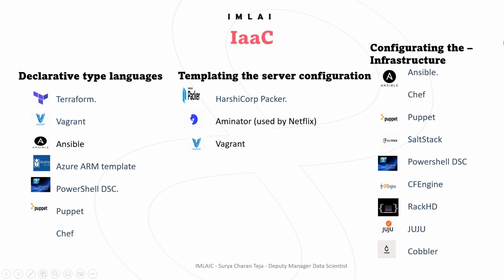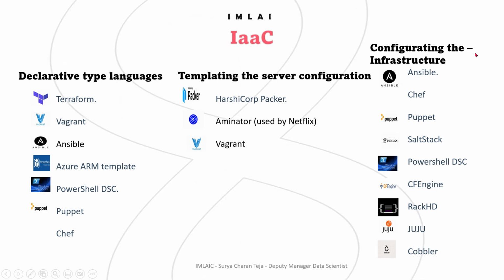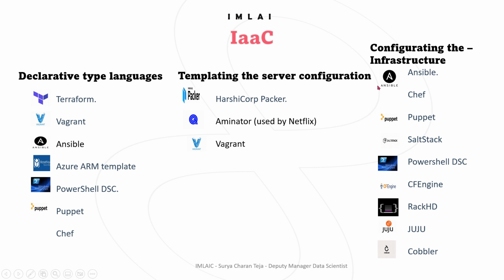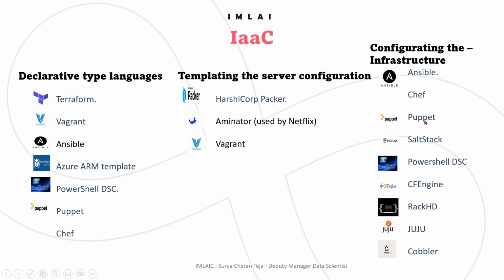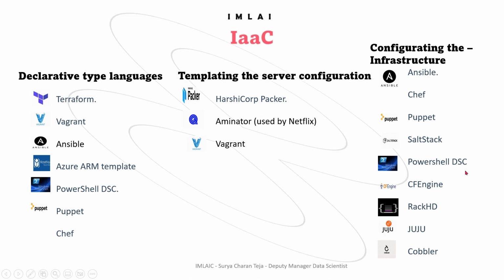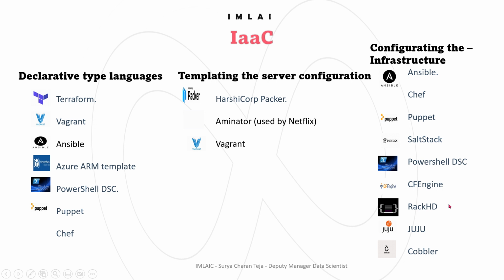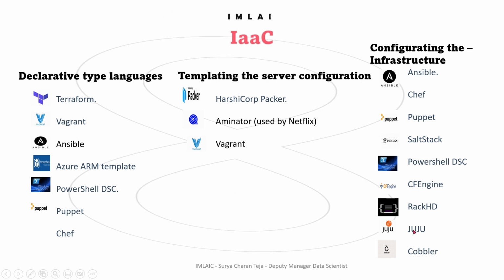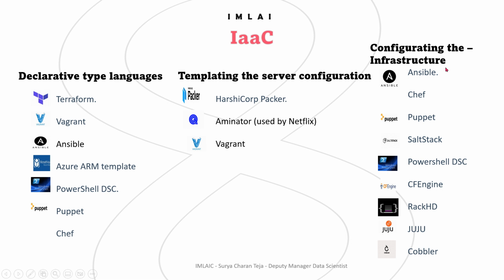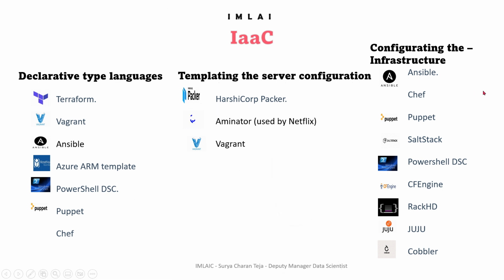Now, configuring the infrastructure. To configure the infrastructure, we have plenty of tools. The famous tool is Ansible, and then Chef, Puppet, SaltStack, PowerShell DSC, CFEngine, RackHD, Juju, Cobbler. Cobbler is also a famous tool, but the most widely used tools are Ansible, Chef, Puppet.